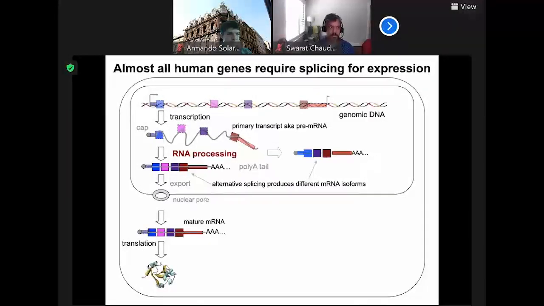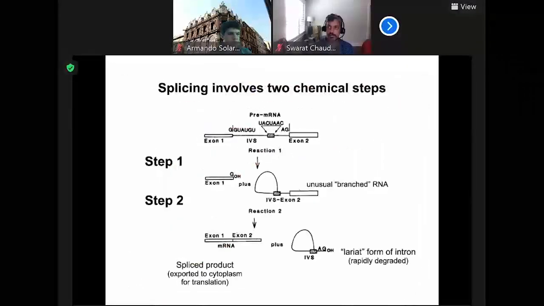The process of alternative splicing is where you use different combinations of these exons. For example, to produce these two different mRNAs, the longer one on the left with a pink exon and the shorter one that lacks this exon. These mRNAs will typically encode different proteins, although sometimes they may differ in other aspects as well.